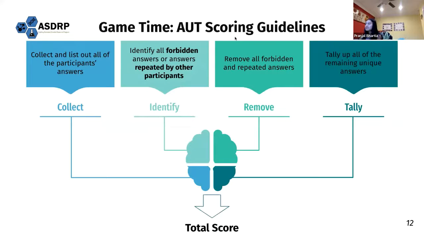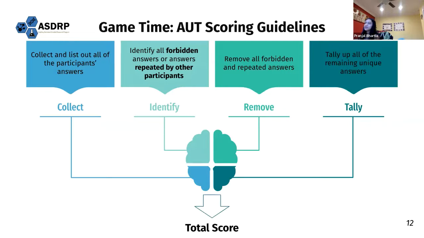So as Rishabh mentioned, we came up with our own scoring guideline for the AUT. How it'll work when we actually administer it is we will collect and list out all of the participants' answers, and then we'll identify any forbidden answers like weapon or decoration and cross those out. But we're also going to cross out any answers that are repeated by other participants.